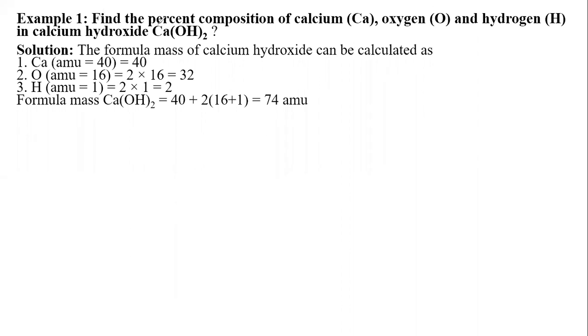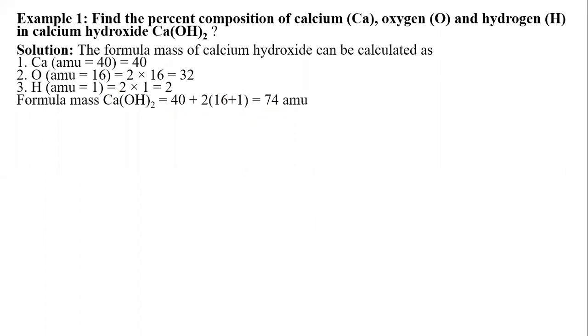before we find the percentage composition, we must calculate the molecular mass of calcium hydroxide. That is 40, the atomic mass of calcium, plus 2 multiplied by 16 plus 1. 16 is the atomic mass of oxygen and 1 is the atomic mass of hydrogen. It is multiplied by 2 because 2 atoms of oxygen and hydrogen are present. So we will get 74 as the molecular mass of calcium hydroxide.